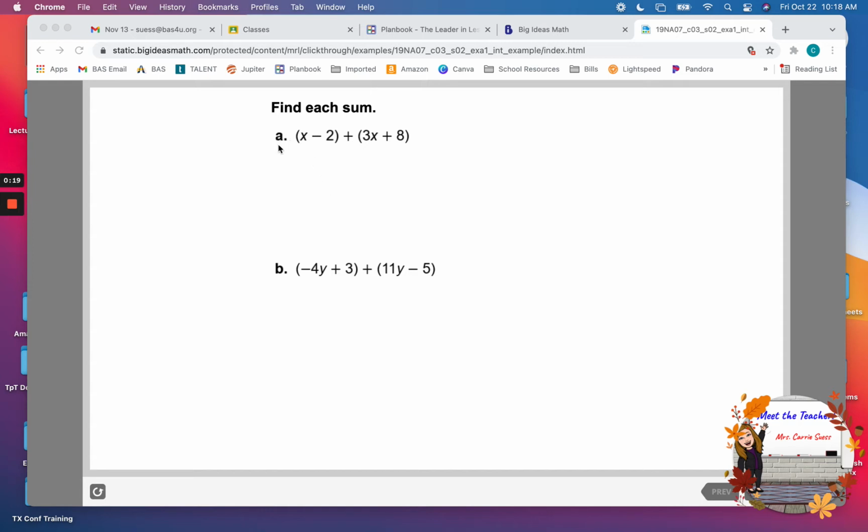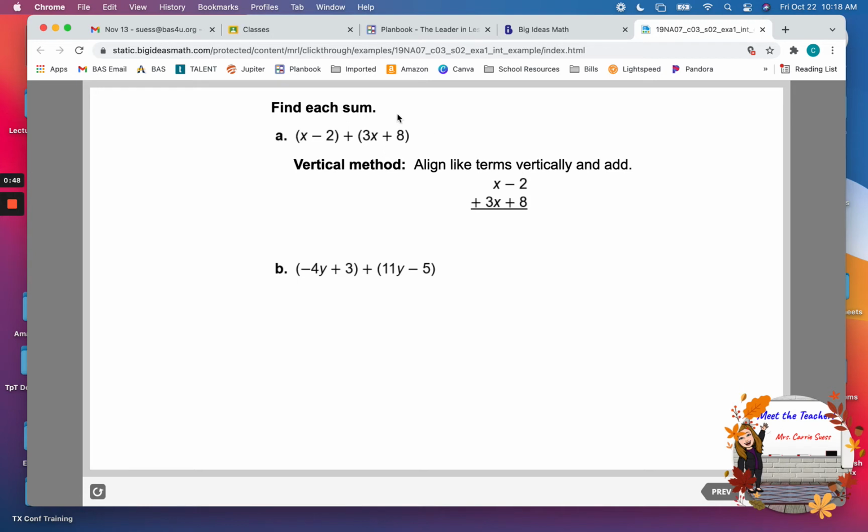Okay, so when you look at A, you have (x - 2) + (3x + 8). Is this all addition and subtraction? Yes, there's no multiplication in here, right? They're using the parentheses just to separate expressions. So I would align... Ooh, they're going to make you do it vertically? You can do this. I'm going to show it to you. I don't know that I like it.